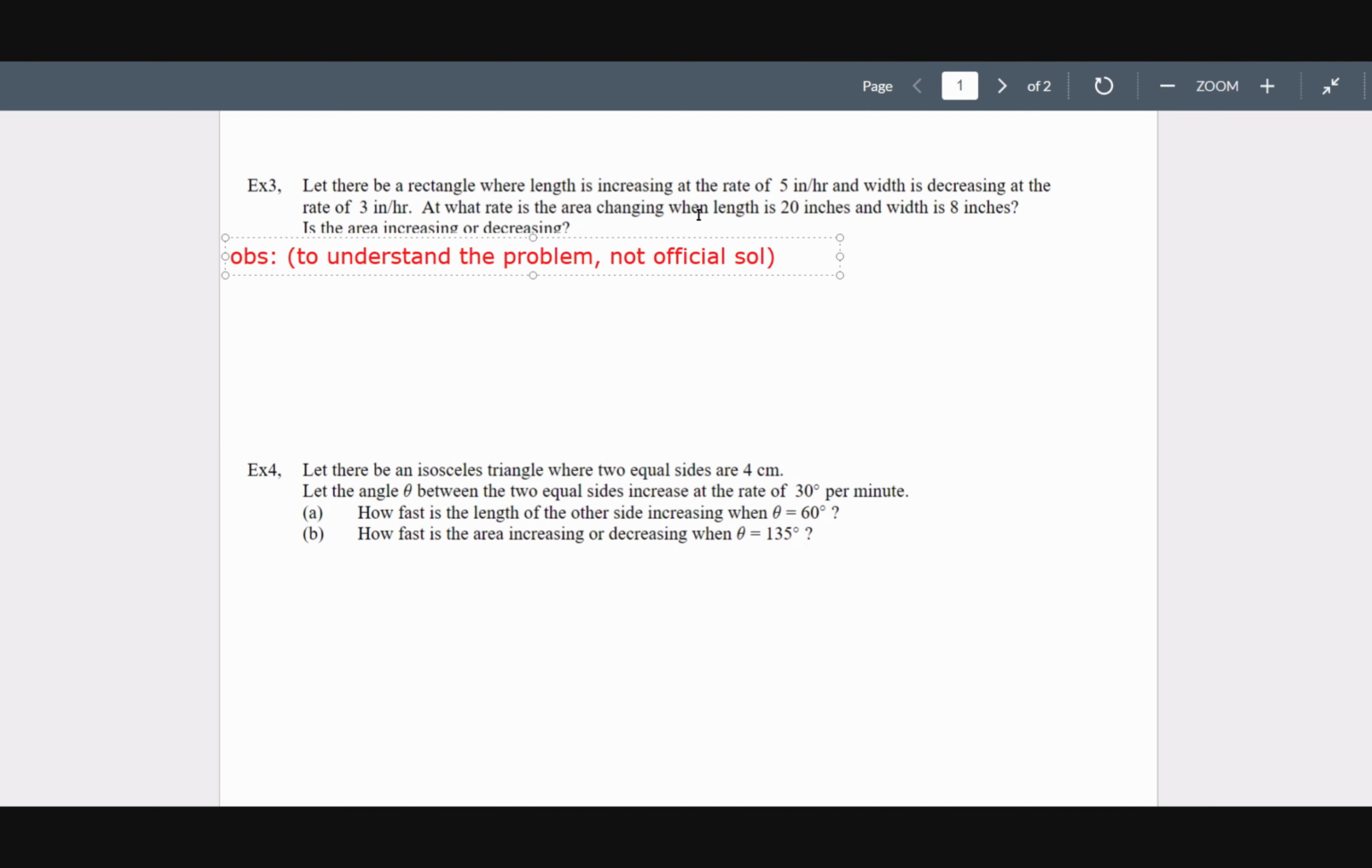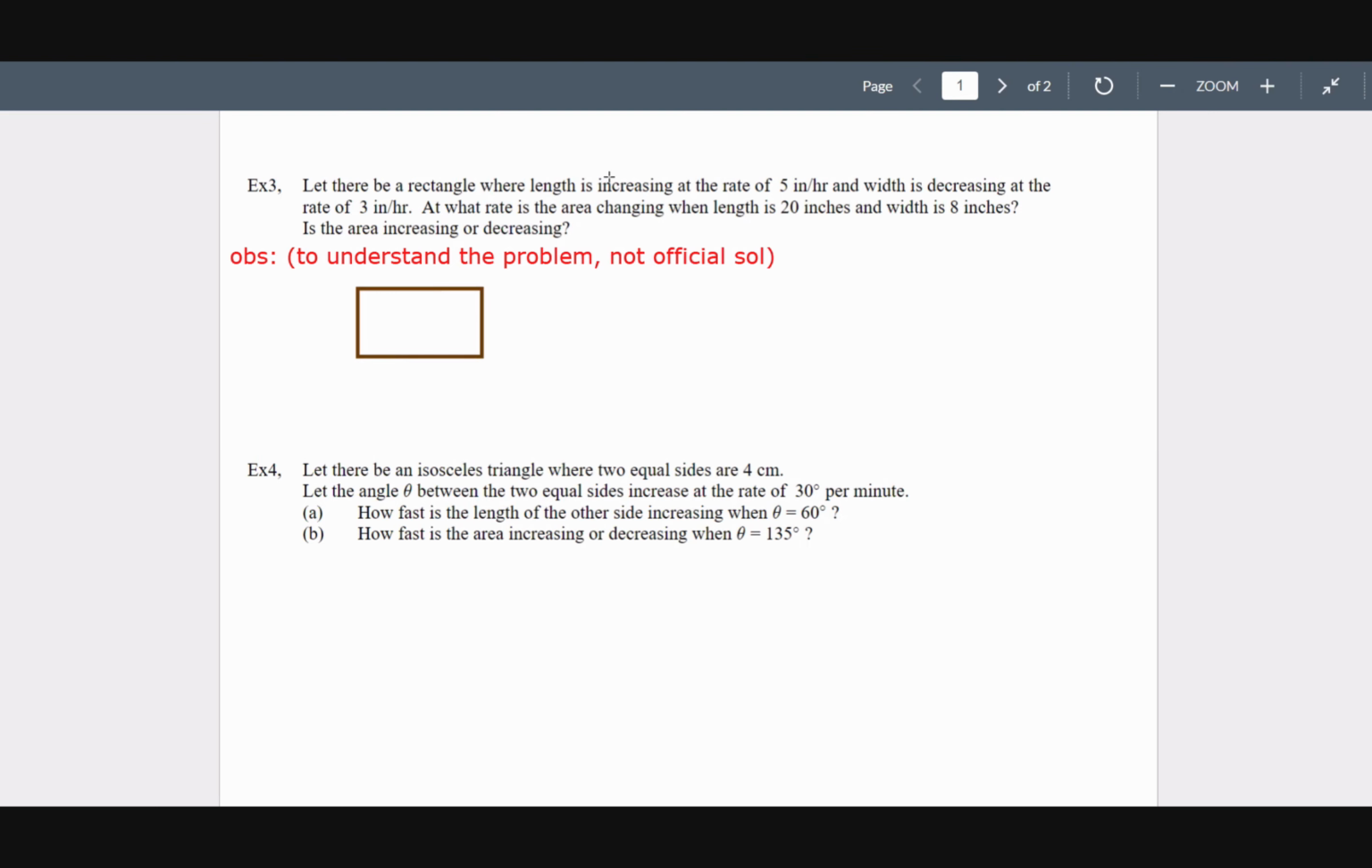So here, let me make an observation, and let's do it. We have a rectangle here, and this is now 20 by 8. Okay, so we have a rectangle which is 20 by 8. Now, what is this here?